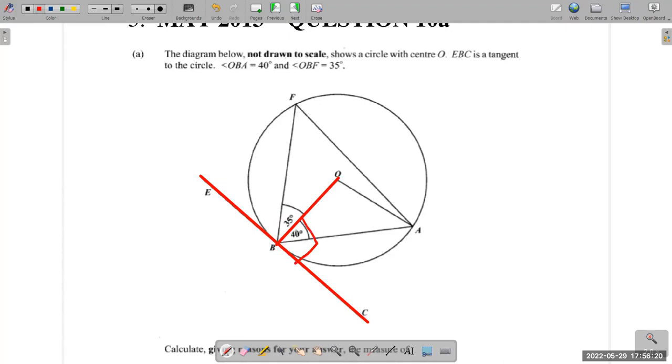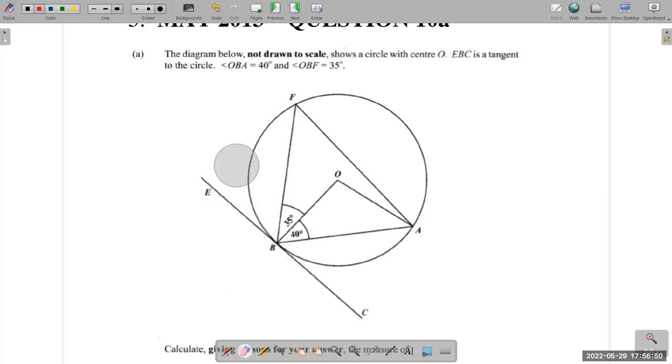So if this is 90 degrees and here's 40, what do I realize already in here? 50. Talk to me. Same thing with the other side. The other side over here is 90 degrees. So if here and here is 35, what is the space between here? 55. You see already, without even looking at the actual questions, I've found an angle already. All right, let's move on.